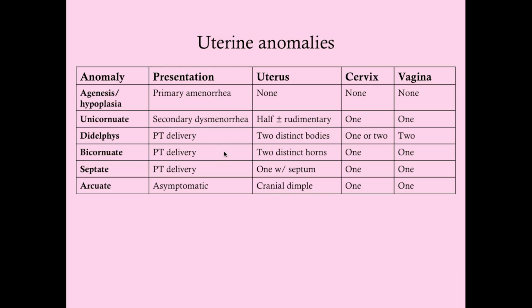Bicornuate uterus, you have the two distinct horns, and they're distinct, okay, which is different from the septate uterus, where you can have two distinct pseudo-horns, but they're really just the same uterus separated with a septum. All right, and then remember the arcuate uterus is asymptomatic. All right, so you can use this table to help you differentiate these out. Remember, the most common presentation is preterm delivery, so it should be on your differential for any patient who's had repeated history of preterm delivery. And that is all I've got for you.